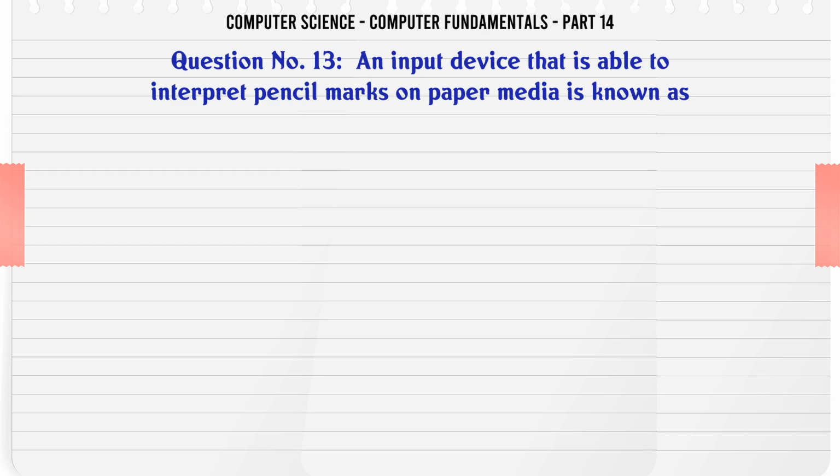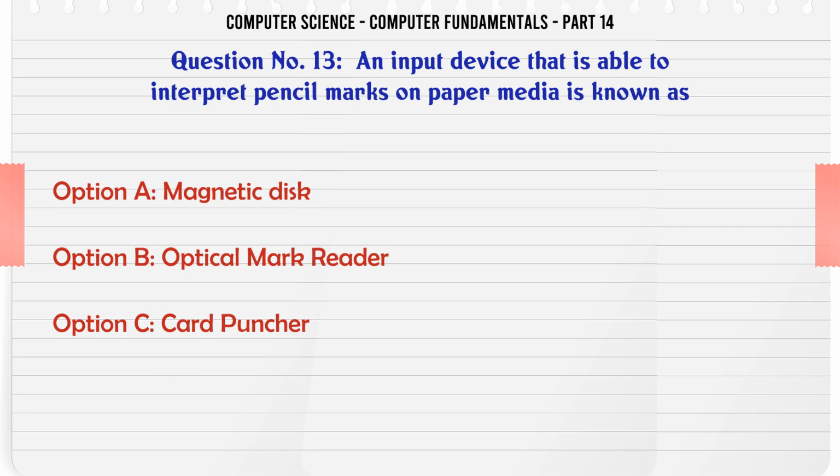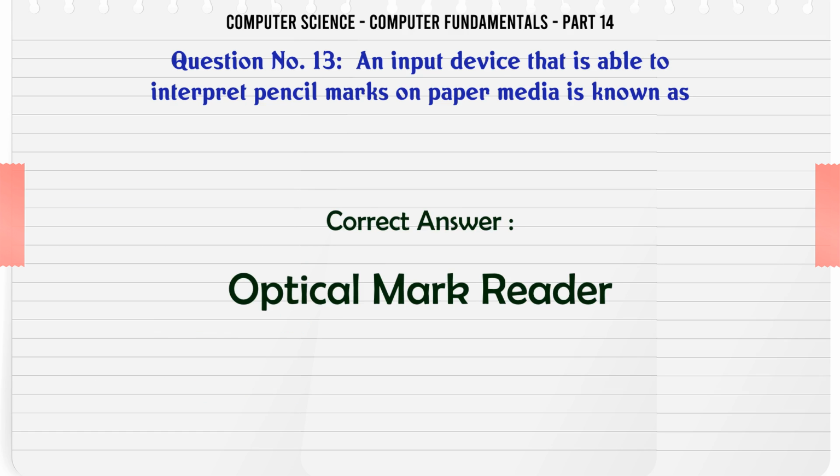An input device that is able to interpret pencil marks on paper media is known as A. magnetic disk, B. optical mark reader, C. card puncher, D. magnetic tape. The correct answer is optical mark reader.